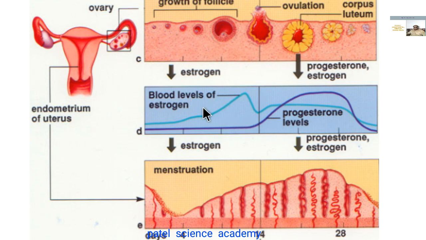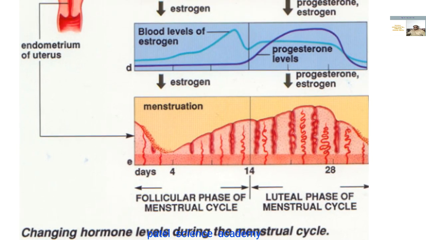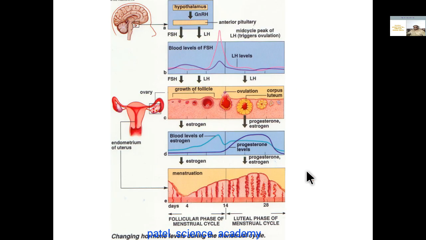Blood levels of estrogen, you can see here, there is a peak rise in the estrogen level and a decrease in the progesterone level. The decrease in the progesterone level leads to menstruation for the next cycle in the female body. So likewise there are different changes in the female ovary during this process. Dear students, one by one we'll see here in the next slide.